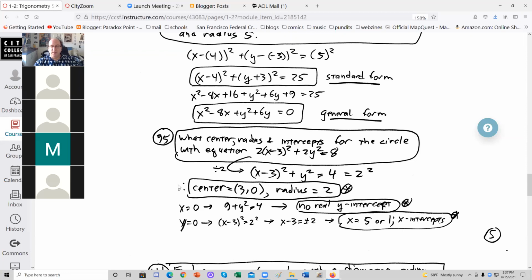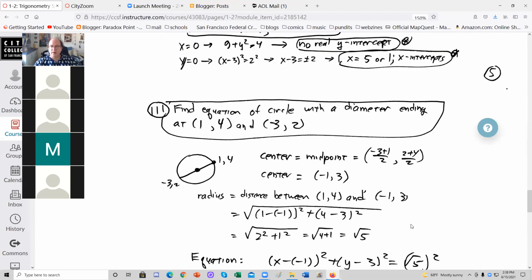To find the y-intercept, we set x equal to 0 in here. So you get 9 plus y squared equals 4. So y squared is -5, no real number. So there's no real y-intercept. For y equals 0, let's plug in y equals 0 here. We get (x minus 3) squared equals 2 squared. Take square roots: x minus 3 equals plus or minus 2. Add 3 to both sides. X is 5 or 1. Those are the x-intercepts.